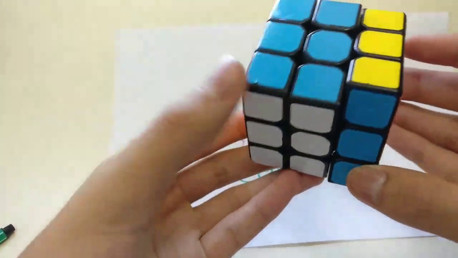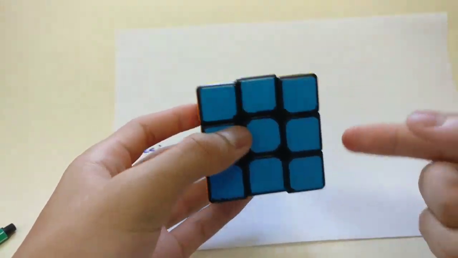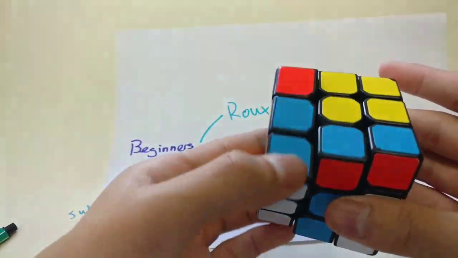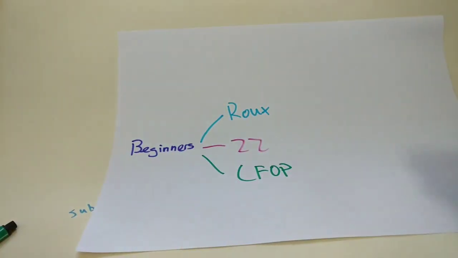But the thing about ZZ that is really good is that during F2L you have no rotations, and all you need is R, U, and L moves. You don't need anything else. So it's a 3-gen method. So that's how it works.